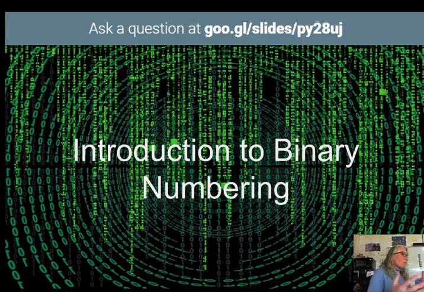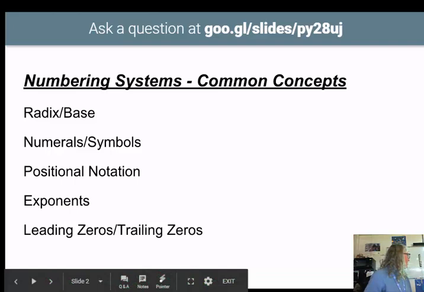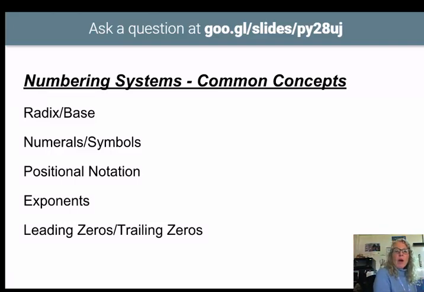Right, so like I said, one of the concepts that next year some of you will be needing to understand is the concept of other numbering systems besides decimal. Decimal is the one that we understand because we've been learning it since we were in preschool or before. So we're going to make some correlations between decimal and other numbering systems. Numbering systems in general have some common concepts.